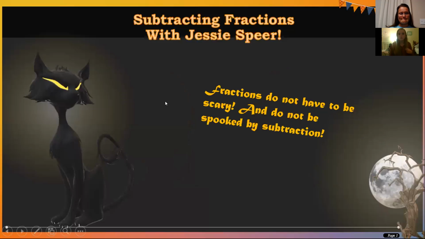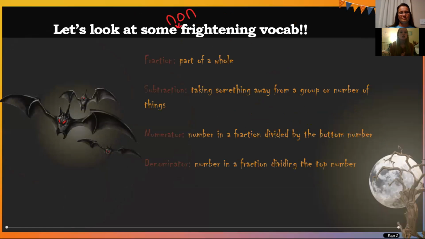Okay, hey guys, welcome to "We Are Subtracting Fractions." That's my part, and this is group 2, with me and Miss Jessica. I'm going to be going over subtracting fractions, and we are going to talk about how they are not scary. Fractions do not have to be scary, and you do not have to be spooked by them. So let's look at some non-frightening vocab.